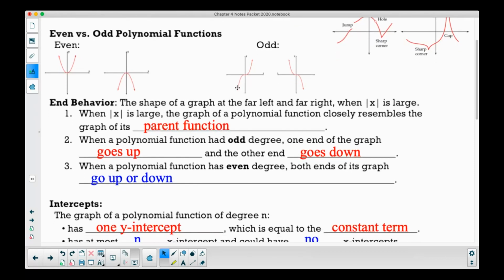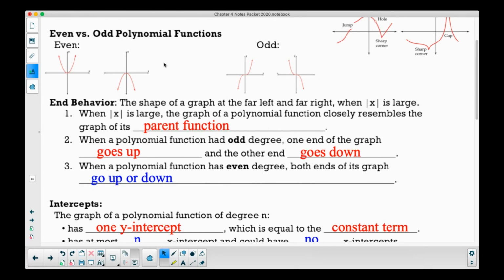All right, polynomial functions can be even or odd. So even or odd is mostly described by their end behavior. If the graph goes up at both ends or goes down at both ends, that means we have an even graph. If your polynomial graph goes down on one side and up on the other, vice versa, up on the left, down on the right, that means we have an odd function.